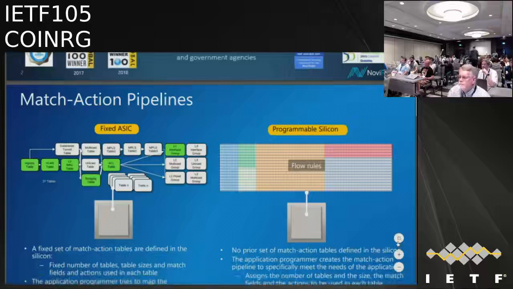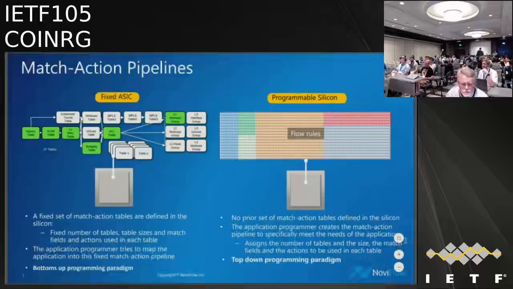So what is a match action pipeline? Well, the match action pipeline resides in the switch silicon inside the switch or router, and it's really the embodiment of the rules by which we want to process the packet as it goes through the switch.